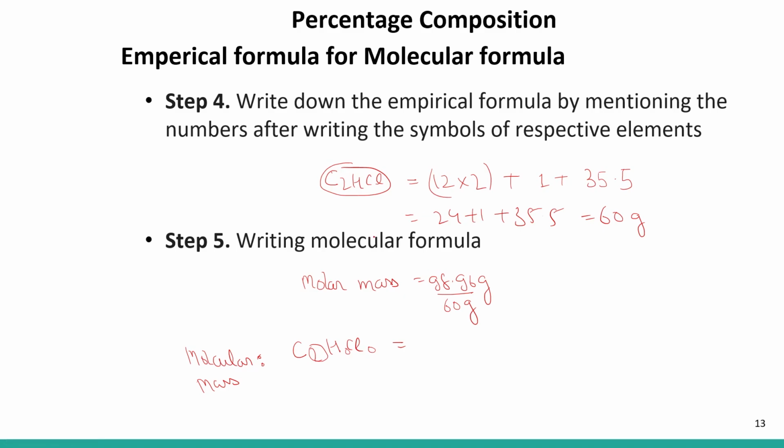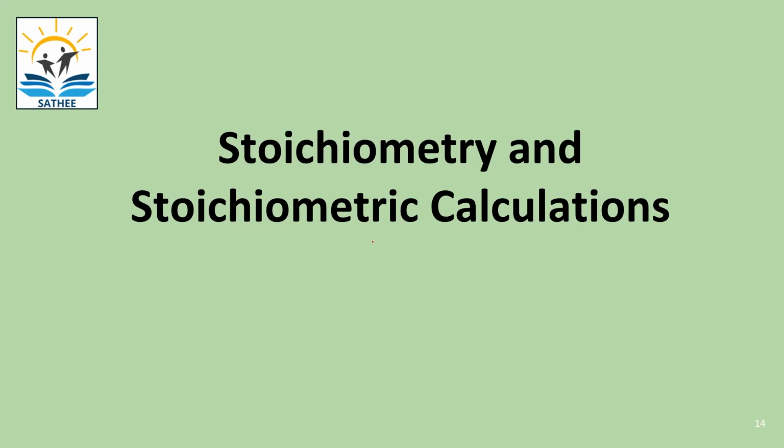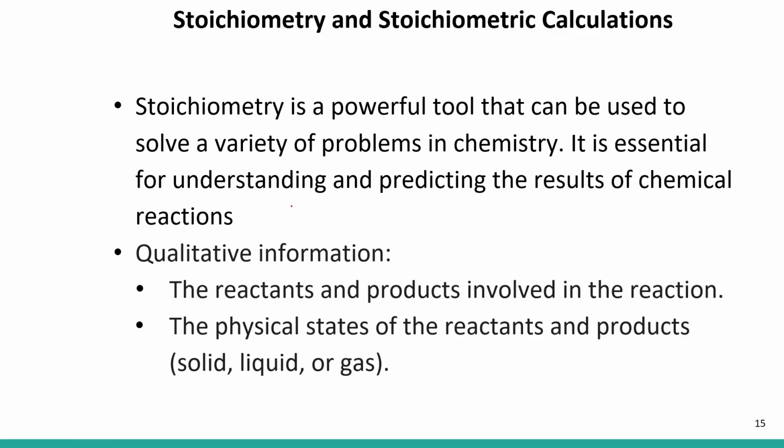It is given there. Okay, next thing we will move to is called stoichiometry and stoichiometric calculations. Okay, so you must have heard about stoichiometry in the 9th and 10th class also. While you were balancing some chemical equation, there is some kind of stoichiometric coefficient present before each of the compounds.